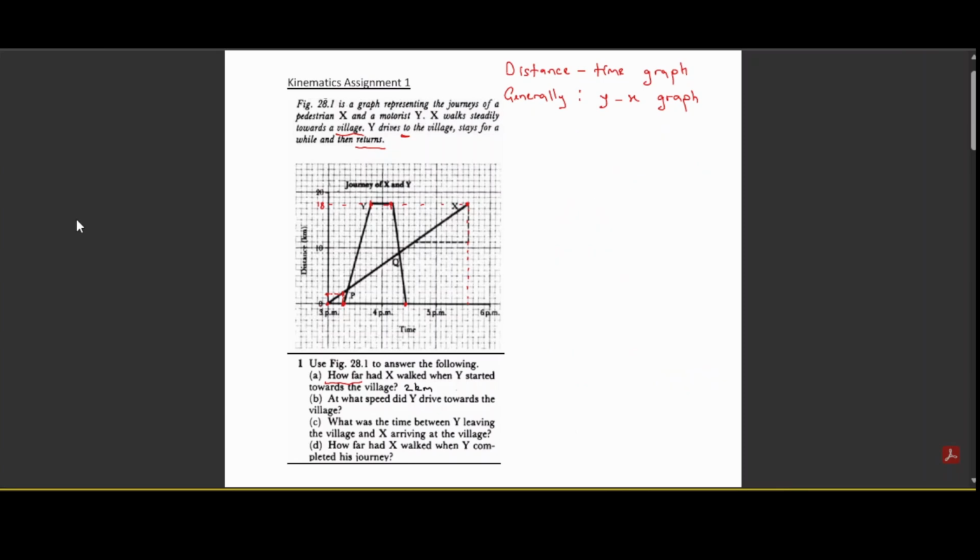That is done, let's go to B. That 2 kilometers, of course, you can also write as a statement: the distance x walked when y started is equal to 2 kilometers. Show your working as much as possible, but in most cases, questions with 1 mark mean you only need to start the answer or do very minor working and then give the answer.